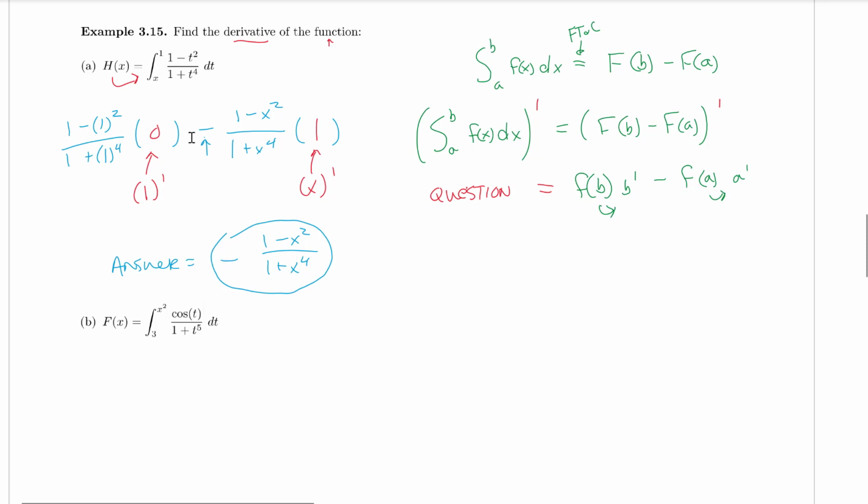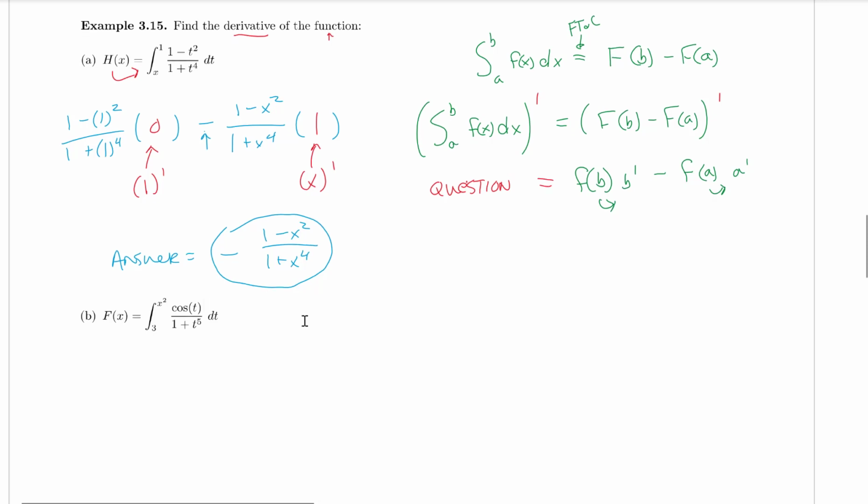We have the negative because this is the lower bound here where we're plugging in our x, so we get a negative. If this was the integral from 0 to x, let's say, with x in the upper bound, we would have got our non-zero term to be first, and this would have been a positive number. For now, the answer here is just negative (1 minus x squared) over (1 plus x to the fourth).